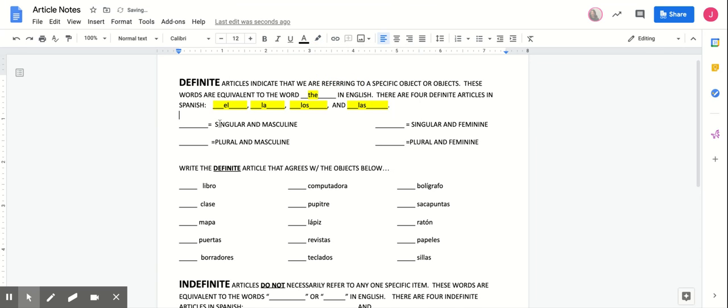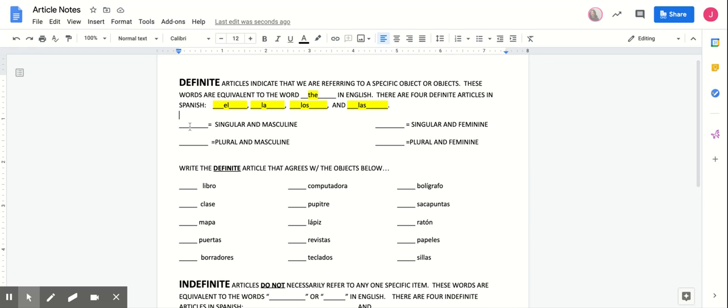Notice in el, by the way, that el does not have an accent mark. This is because él with an accent mark means he in Spanish. El without an accent mark means the in Spanish. So those accent marks are really important because they can mean a totally different word depending on what you're saying.